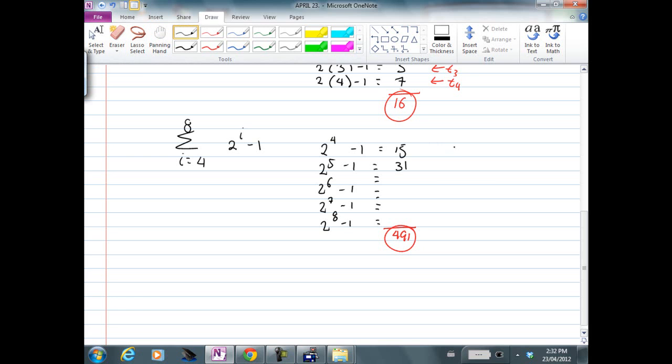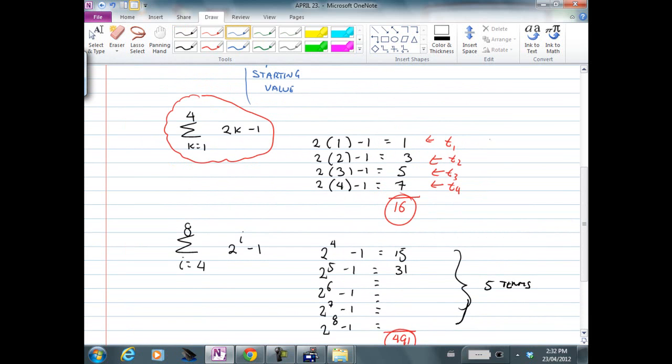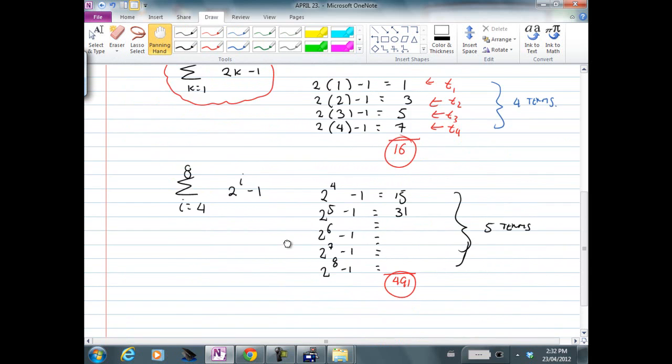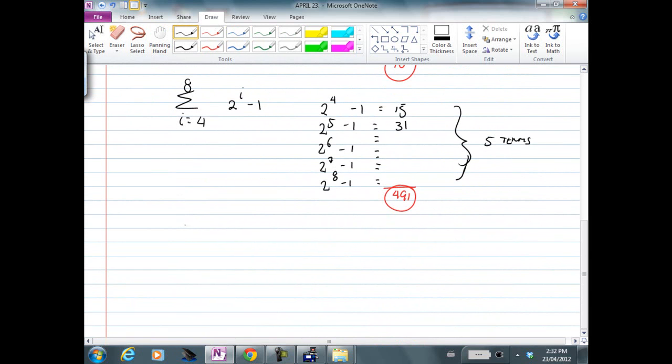Now, a few key things I want you to notice. There are 5 terms here. 5 terms in total, all the way from I equals 4 to I equals 8. Look at how many terms I have here. There are 4 terms. It's pretty easy when there are only 1 to 5 terms because I can just add them up in my calculator. But I'm going to ask you a few quick questions.